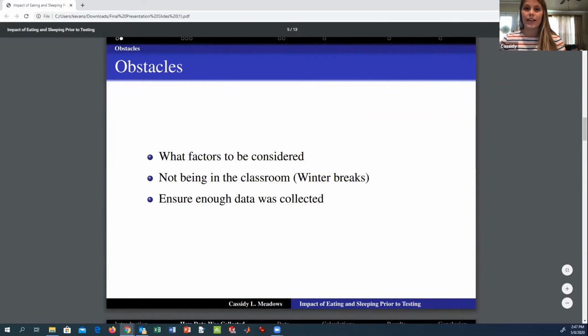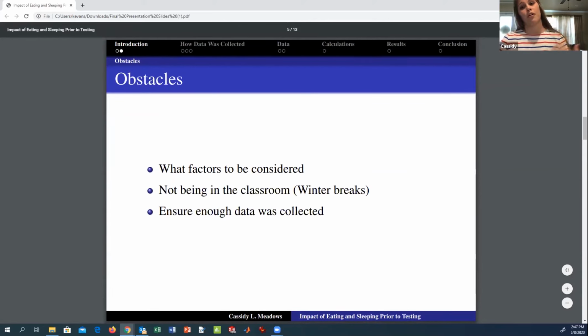Some of the obstacles I faced when I was doing this project were, like I said before, factors to be considered. Given the test subjects I was doing this with, I couldn't ask much detail, basically. I couldn't talk about their home life. I couldn't talk about the background that might affect their test scores. If they have something personal going on, I couldn't ask them questions about that and really gather data from that. So I had to think about and consider what factors I could use when doing this project.